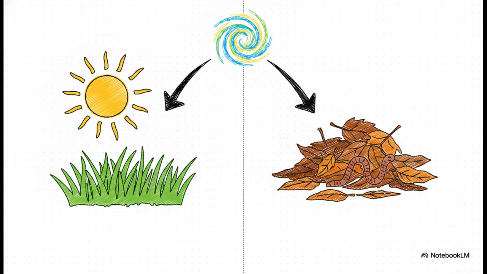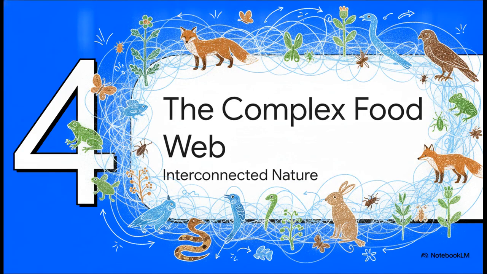On one side, you have the grazing chain, which starts with living plants powered directly by the sun. On the other side, the detritus chain, which starts with dead organic matter. So 2 completely different starting lines, but both are absolutely essential pathways that keep the energy flowing and the whole ecosystem thriving. Now for Section 4, the complex food web.